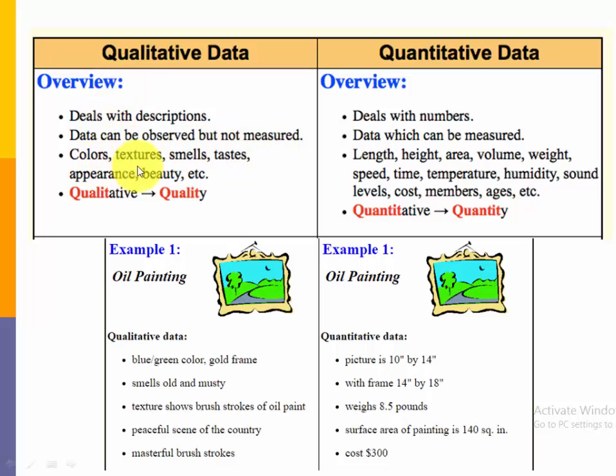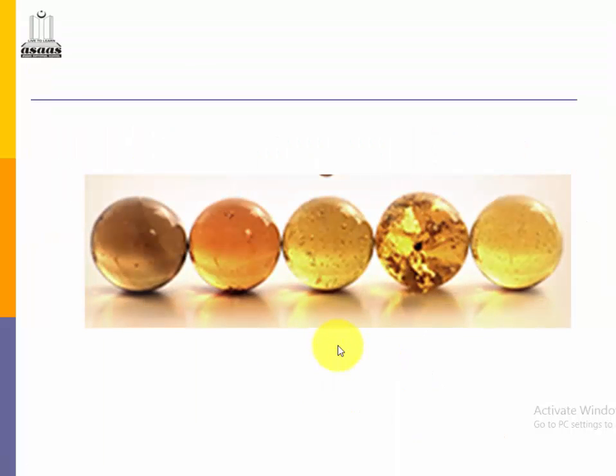So qualitative data deals with description only. Data can be observed but not measured. It discusses qualities like color, texture, smell, or taste. But quantitative data deals with numbers. Data which can be measured, such as speed, time, temperature, humidity, percentages, and level, is called quantity. Quantitative means quantity. Here is the example of an oil painting. You can see that the qualitative data comprises color, smell, and texture, and quantitative data describes the dimensions of that picture frame.